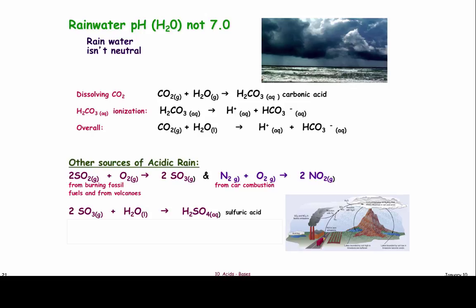In places that don't burn coal as a fuel but instead have a lot of cars, and the cars pollute the atmosphere, nitrogen and oxygen combine in the internal combustion engine to form nitrogen dioxide. Nitrogen dioxide will react with water to form nitric acid and nitrous acid. Again, these are chemicals that are acidic.